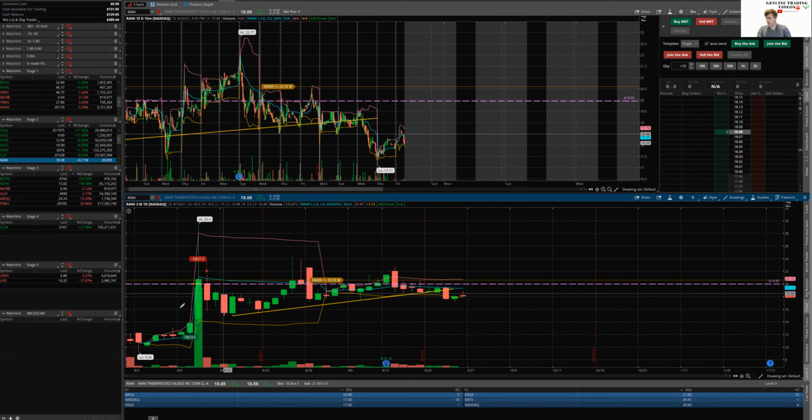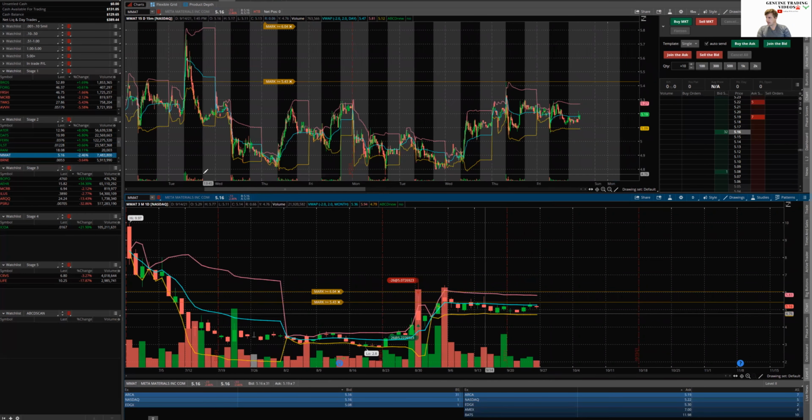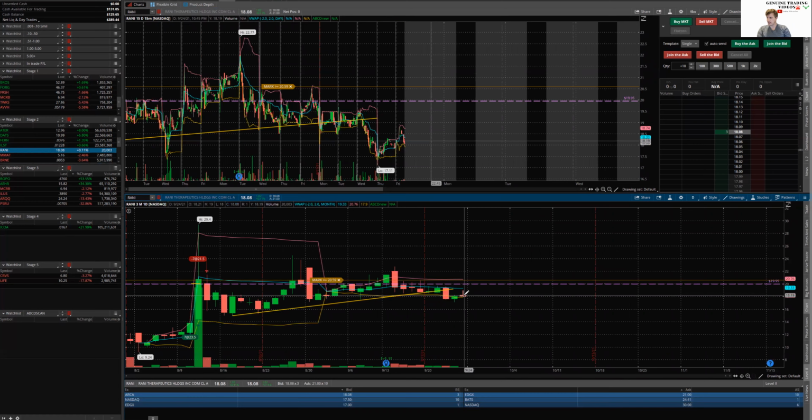RANI, as a former runner, I did buy into it and took a loss on this one. I do think there's a potential that it could come back, so I'm going to be keeping an eye on the stage 2 tank. Stage 2, it hasn't been trading a whole lot of volume the past several days, and if it breaks down, that's fine.